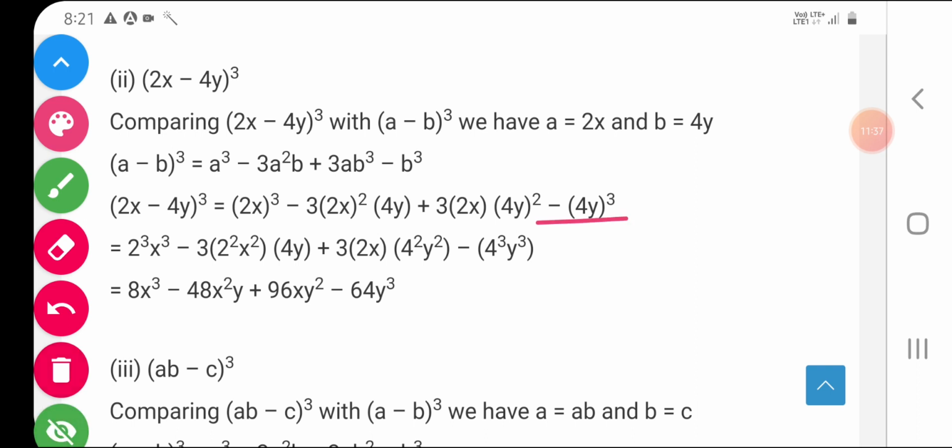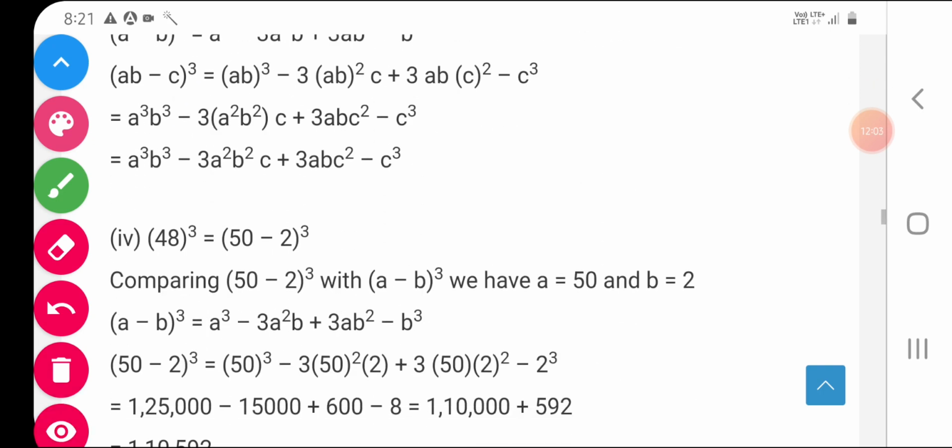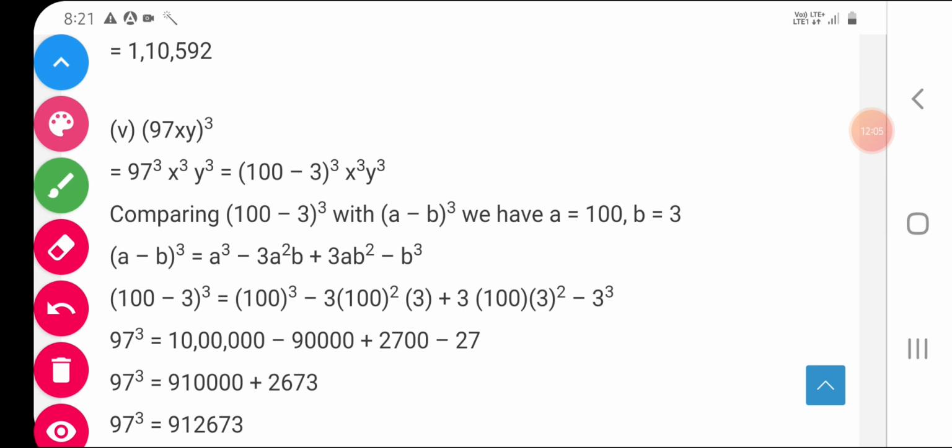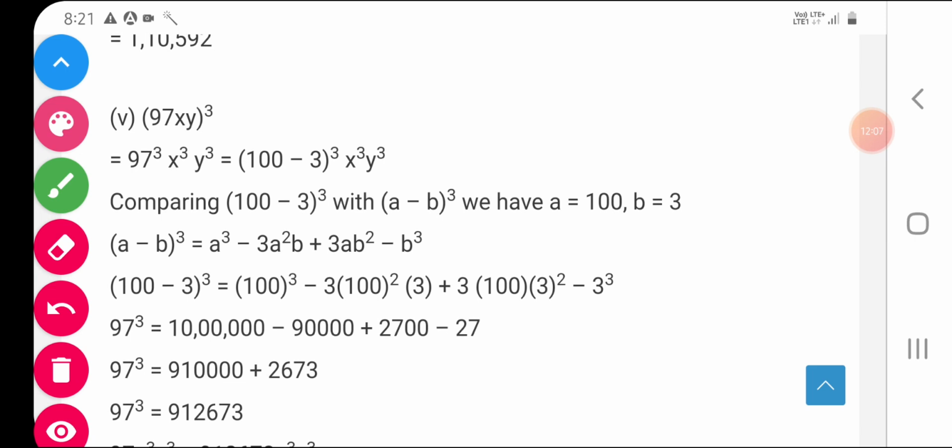Now we have to simplify the value. 2 cube value is 8 x cube. 2 square value is 4. 4 4s are 16. 16 3s are 48 x square y. Now 4 4s are 16. 16 into 6 it will be 96 x y square, minus 4 cube value 64 into y cube. Hope you understand subdivision 3 and subdivision 4. Do as your homework.